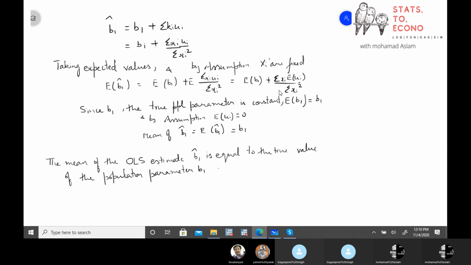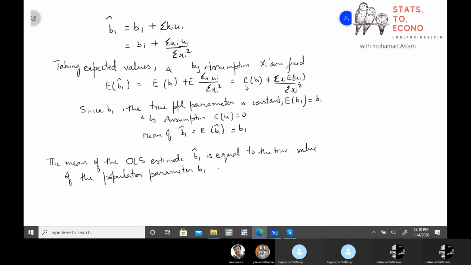So now from the assumption, we know that the expected value of this residual term is equal to 0. That we also proved with the numerical properties, and we also have this assumption in the OLS. So now this term is again going to be a 0.